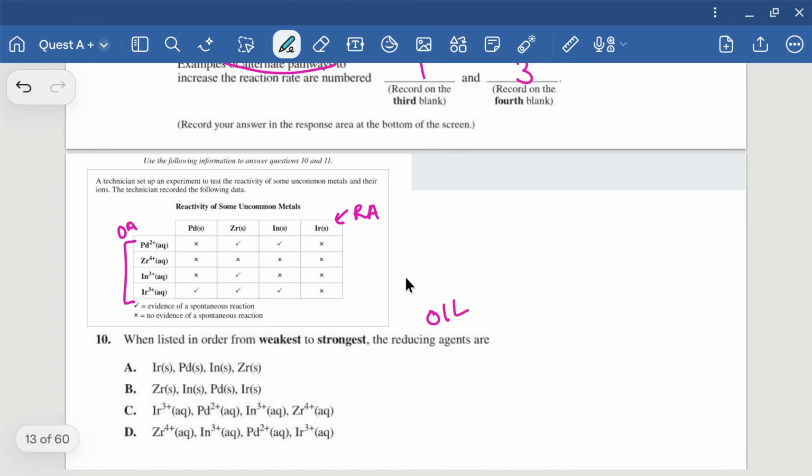So if we're ordering the metals from weakest to strongest, we can already rule these out because we're not looking at the ions. You want to start with the one that reacts the least. So which one is reacting the least would have the most X's, which would be Ir. Then we would just go in order, and the only one that shows that is A.